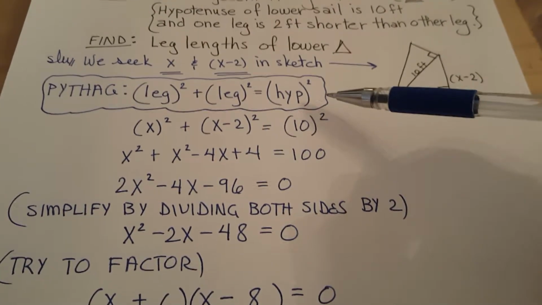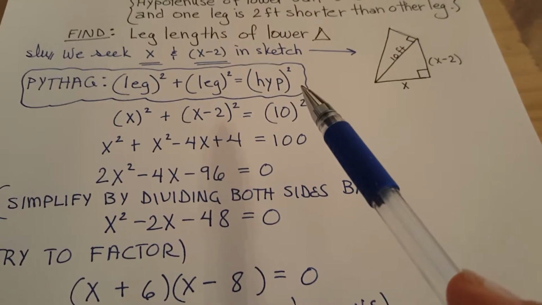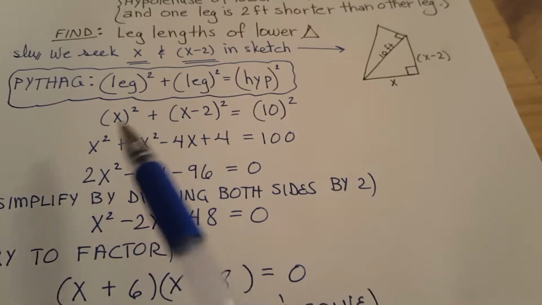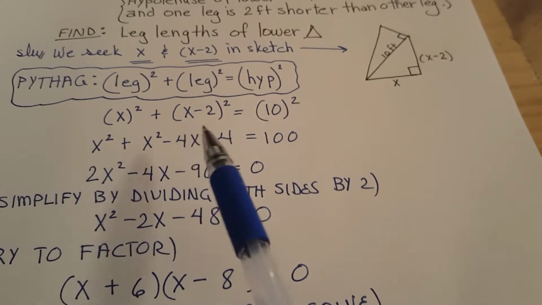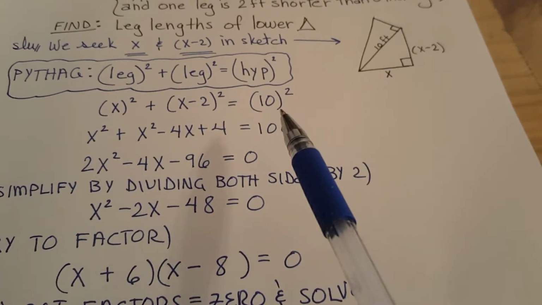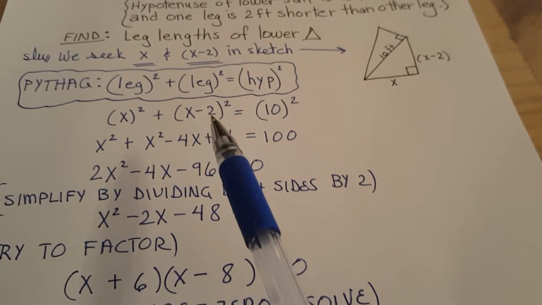We're going to use the Pythagorean theorem, which says leg squared in a right triangle plus leg squared equals the hypotenuse squared. In this picture, for the lower right triangle, we have X squared plus (X minus 2) squared equals 10 squared. So that's X squared plus (X minus 2) times (X minus 2).